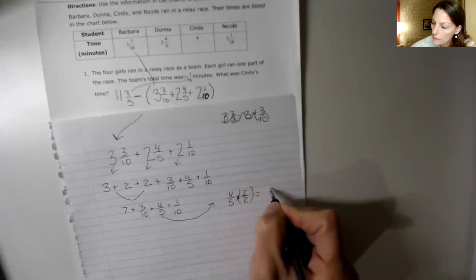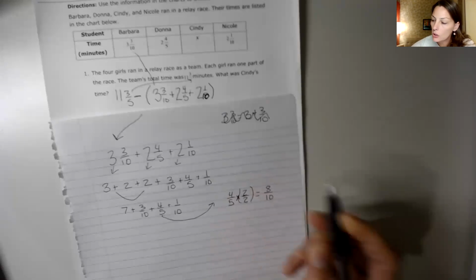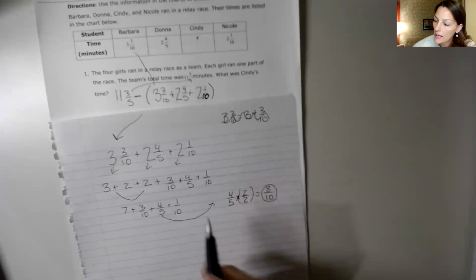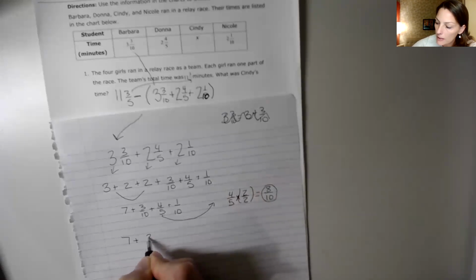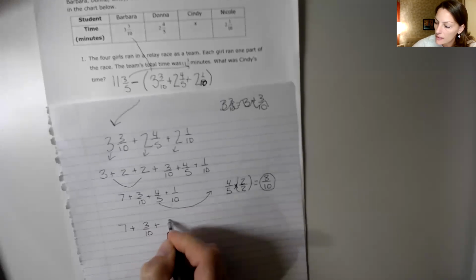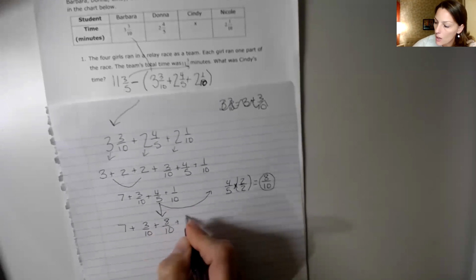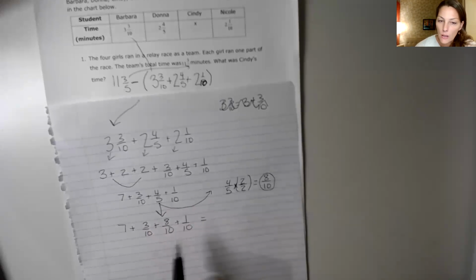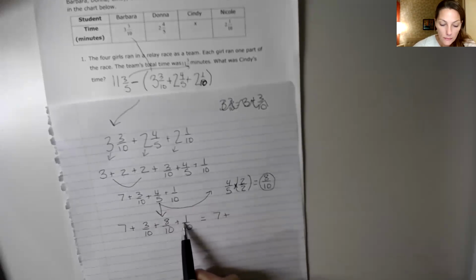So 4 times 2 is 8. 5 times 2 is 10. So my new equivalent fraction is 8/10, and it now matches these common denominators. So I'm going to rewrite it with that. 7 plus. I'm going to keep 3/10 because that was already common. But now I'm going to add 8/10 instead. 8/10, okay? That's the same as that. Plus 1/10. Now we see that we have a common denominator across the board, so I can add all the numerators together. So I'm going to say 8 plus 3 plus 1, okay?